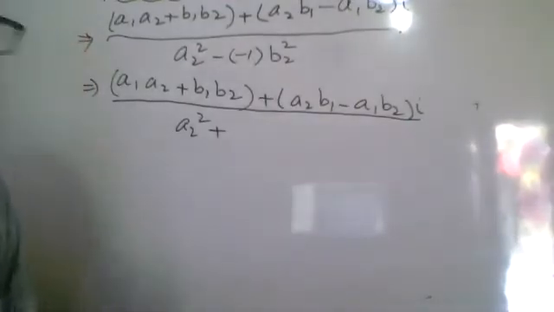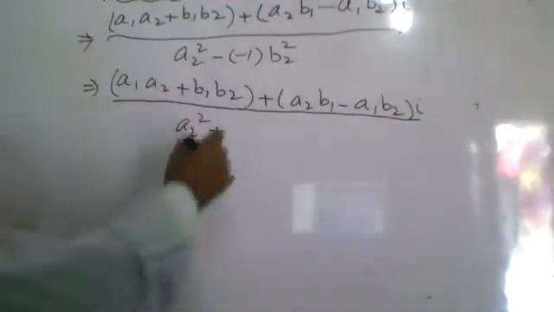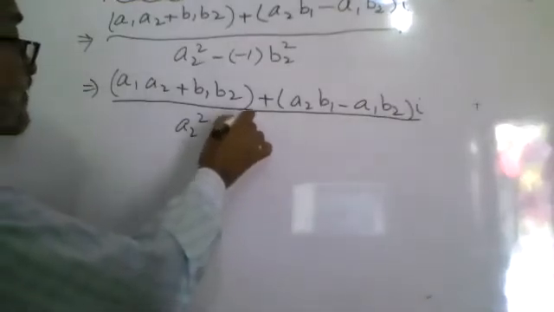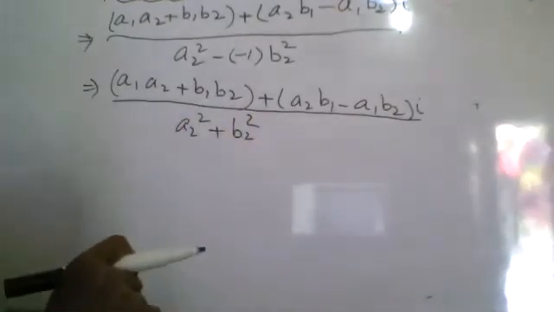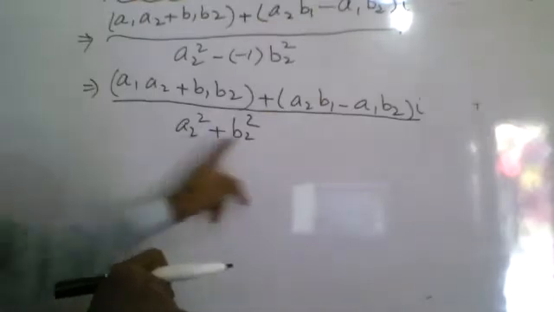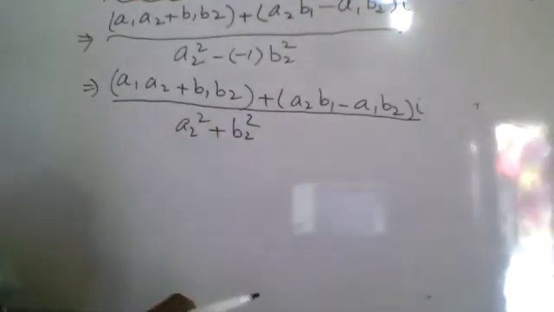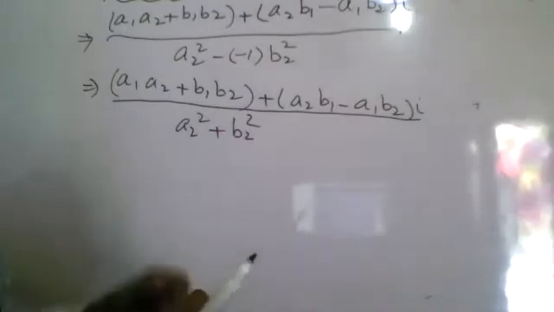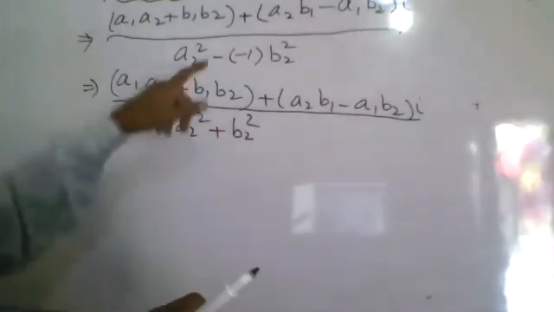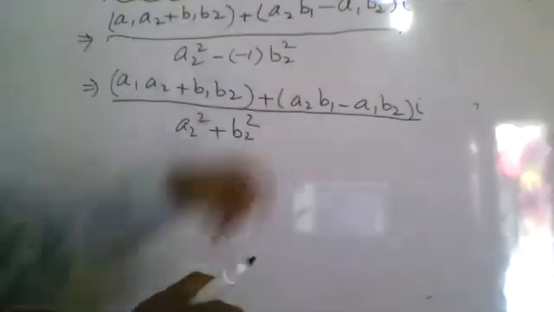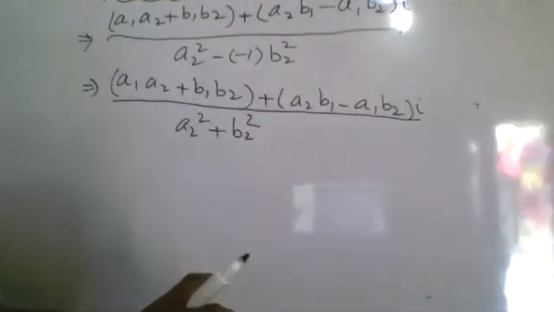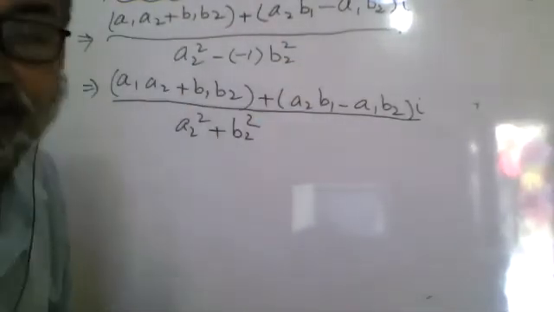Minus 1 into minus will become plus b2 square. So now the denominator has been rationalized. It was irrational when there is iota, so that means irrational. So now it has been rationalized.